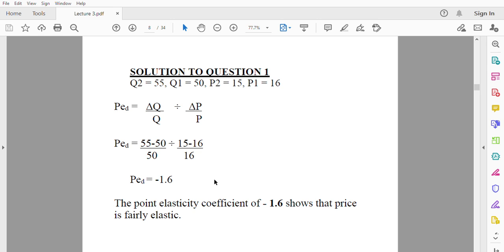Now let me explain the reason why we have this negative sign. The law of demand states that as price increases, quantity demanded decreases. So there's a negative relationship between price and quantity demanded. So anytime we are calculating elasticity of demand and we get a negative, it means that we are talking about demand, because for demand there is a negative relationship between price and quantity demanded.